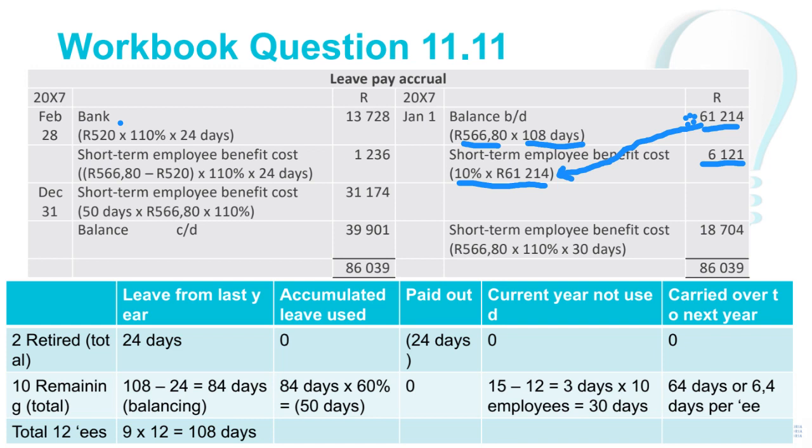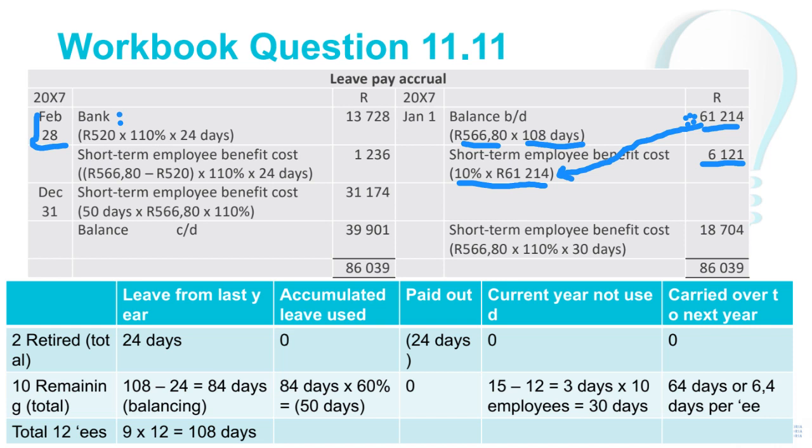So there are 2 employees that have left. In point 6, it tells us 2 employees have resigned, and they left on the 28th of February. So notice the date of this journal entry is 28th of February. They left at the end of January, but they were only paid out on the 28th of February. So the date we're going to put here is the payout date.